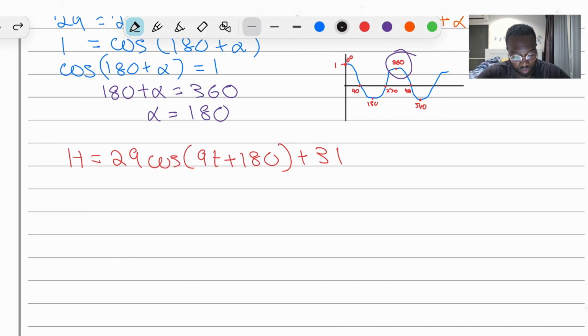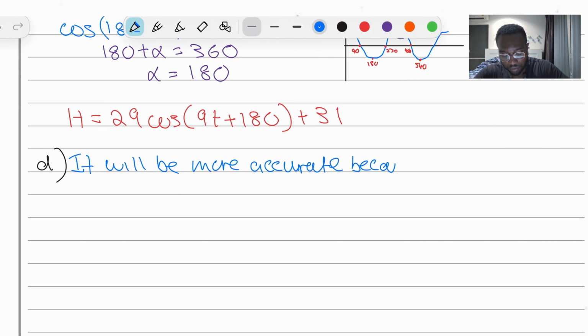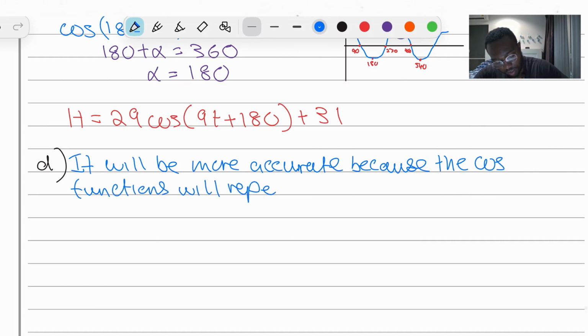A reason why the alternative model would be better, if we do it here, is you can just say something like it will be more accurate because, I don't know, the cos function will repeat values in cycles, right? Something like that.